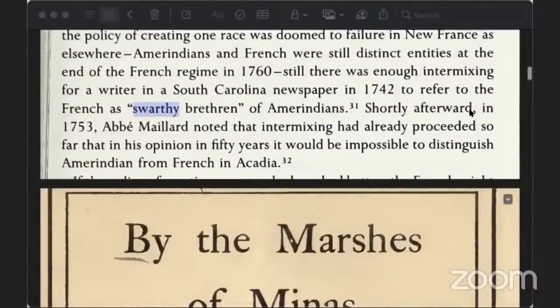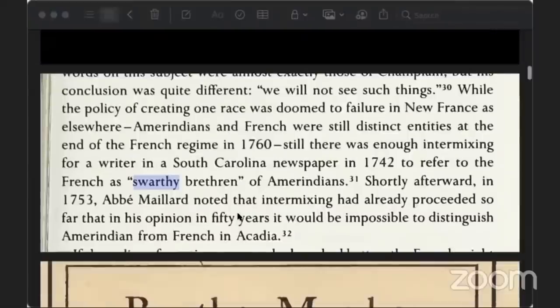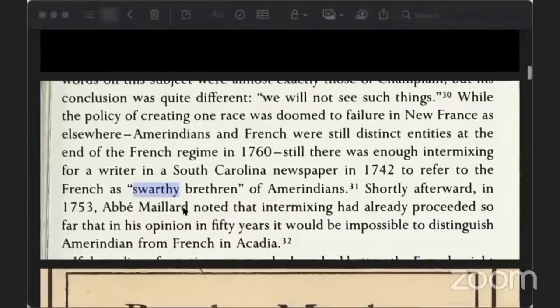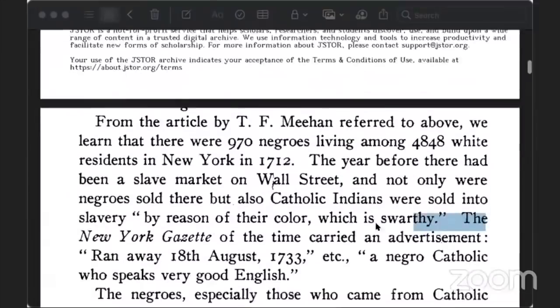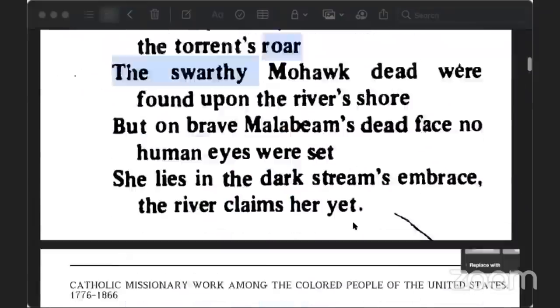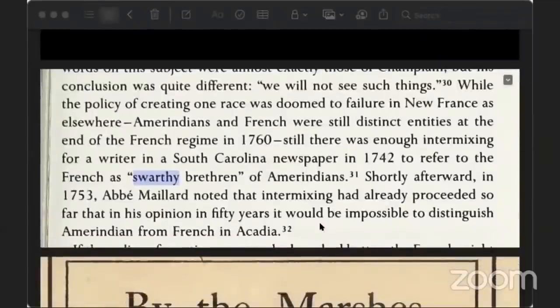Listen to what happens. Shortly afterward, in 1753, Abbé Maillard noted that intermixing had already proceeded so far that, in his opinion, in 50 years it would be impossible to distinguish Amerindian from French in Acadia. It's impossible. Why? How could it be impossible when we understand now why? Because they're both swarthy. They may look the same. They might have similar features. They might be anciently related.